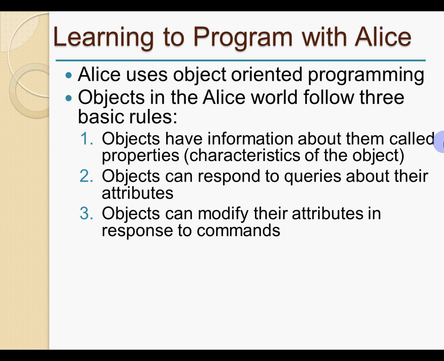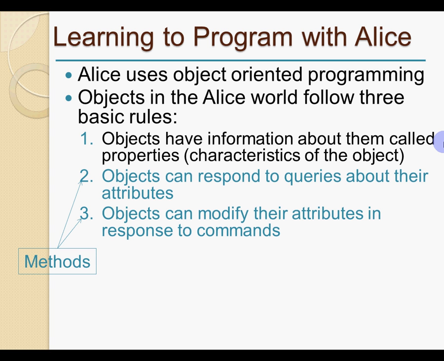Thirdly, objects can modify their attributes in response to commands. So I could tell the kangaroo, okay, I want you to shrink to half your size, and now instead of being 4.2 meters tall, he's going to be 2.1 meters tall. These last two things are what we call methods in the world of programming.